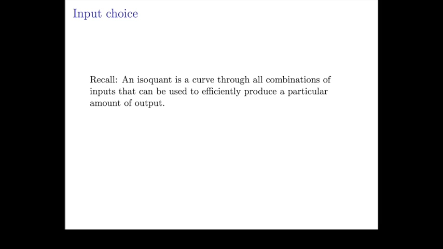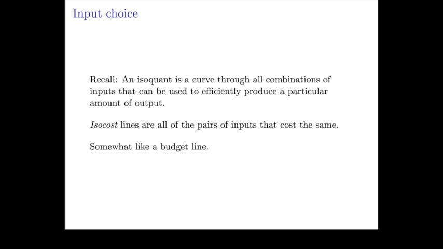Now we need to figure out in the long run which bundle of inputs you're going to use. So we're going to use here the concept of the isoquant that we've seen previously. Remember, an isoquant is a curve that runs through all the combinations of inputs that give you the same quantity of output. So an isocost line, on the other hand, is a line that runs through all the pairs of inputs that cost exactly the same amount. That's somewhat like a budget line.